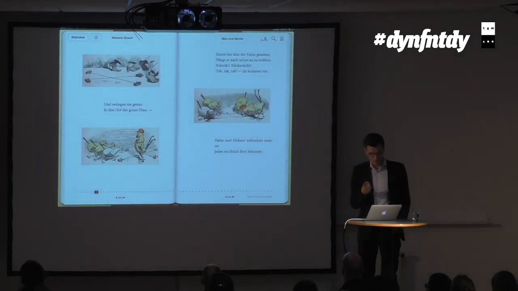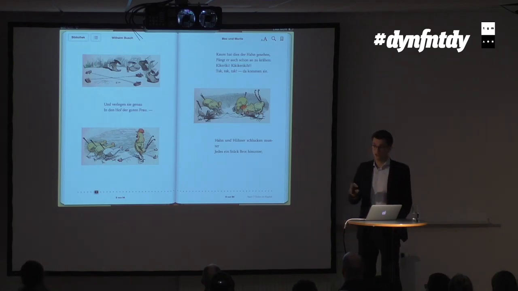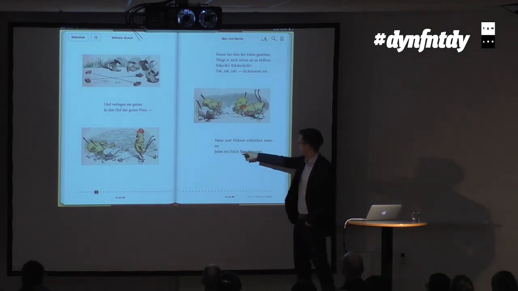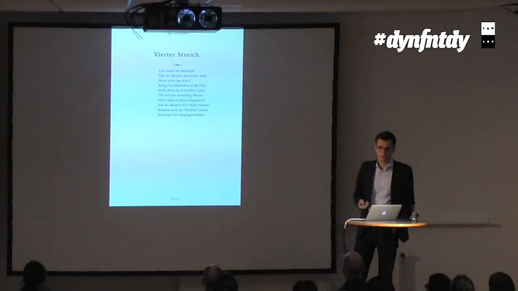If you try too hard to simulate paper, you get something like this. This is not a photo of a book. This is actually iBooks version 1 on the iPad 1. How can you tell that this is not a photo of a book? Nobody would print a shitty book like this, right? Just look at this. Painful. It tries to be a book, but it fails.